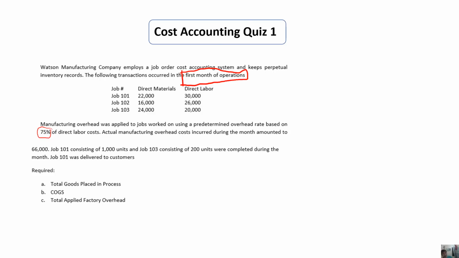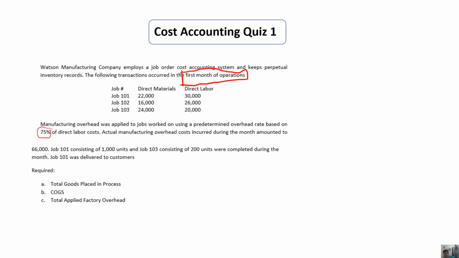So sabi daw dyan, job 101 consisting of 1,000 units and job 103 consists of 200 units and were completed during the month. However, only the job 101 was delivered to customer. So ang hinahanap ulit, total goods placed in process, cost of goods sold, and the total applied factory overhead.